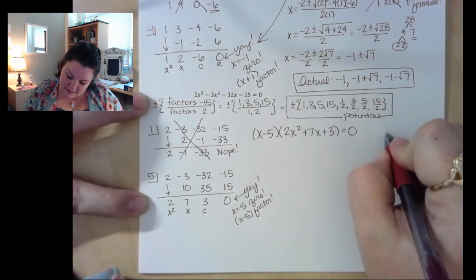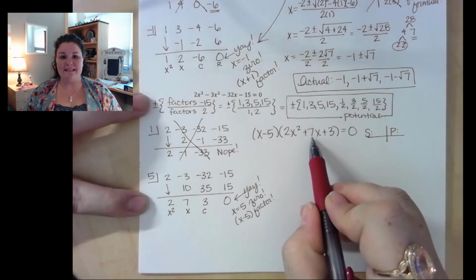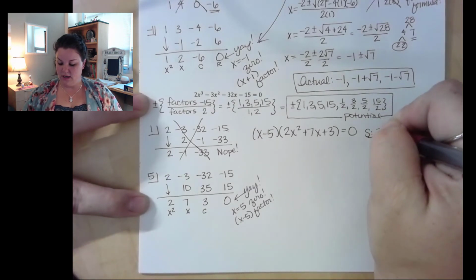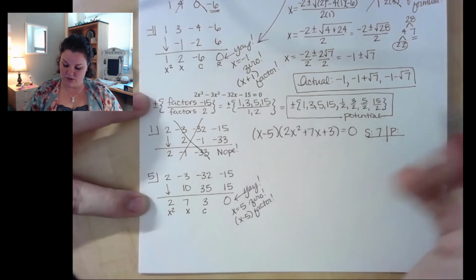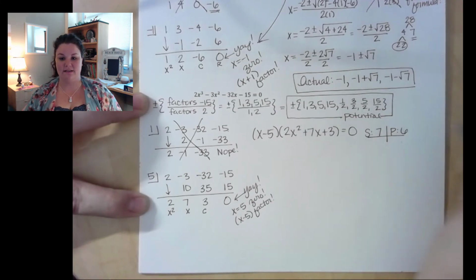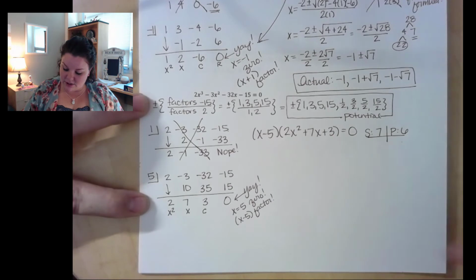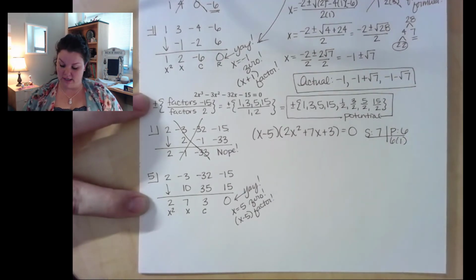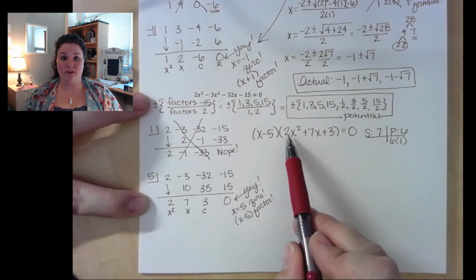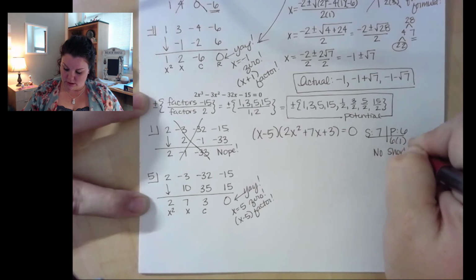So I'm going to come over here to the side and see if we can do sum product. Our sum is 7, which is our middle coefficient, and our product, remember, is our first coefficient times our last, which is 2 times 3, which gives me a 6. So can I get 7 from factors of 6? And I can, I can actually use 6 and 1. But I can't use the shortcut here because my leading coefficient is a 2. So I'm going to write no shortcut.